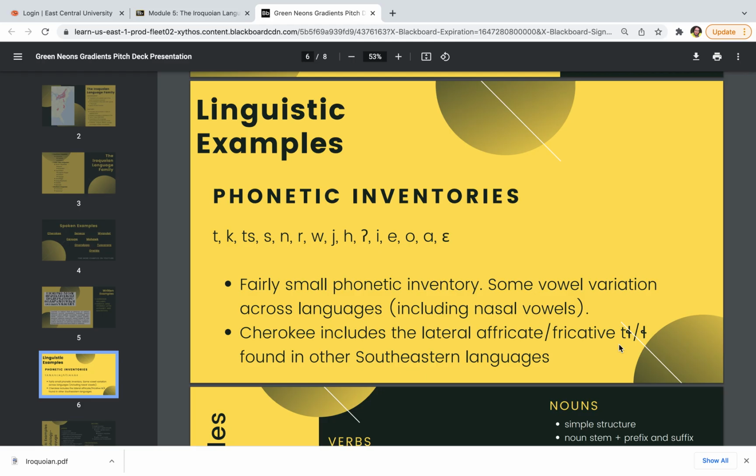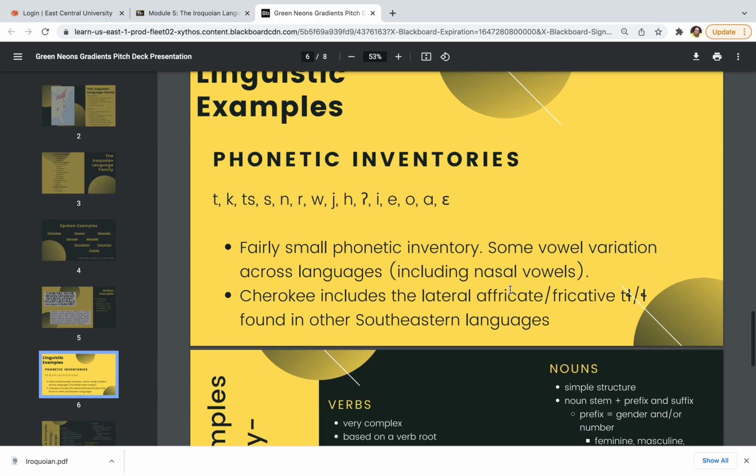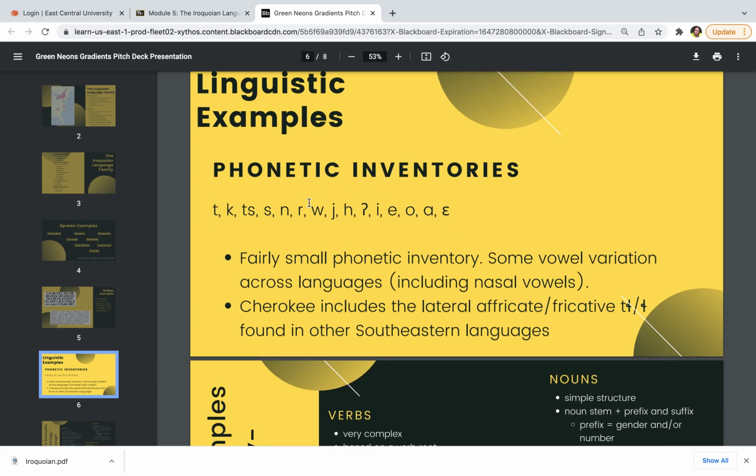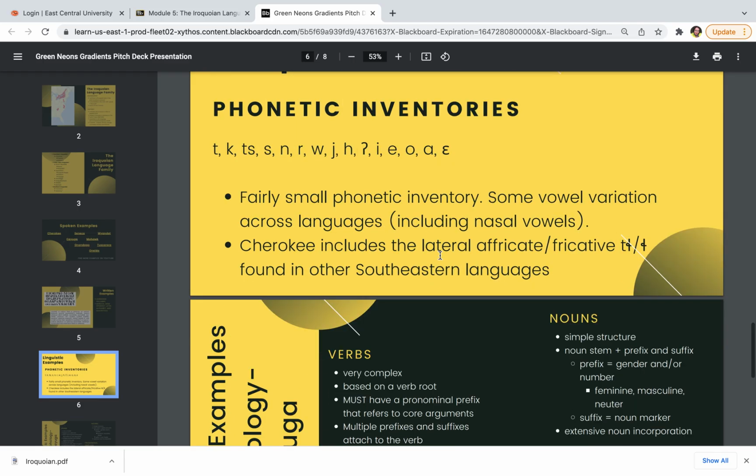So it is possible that this was borrowed from their neighbors and not something that developed completely on its own, or something that's the result of sound changes over time. Like we talked about in historical linguistics, one of the things we study is how sounds change over time. But I think this is more of a case of borrowing from our neighbors. And it's important to note that these sounds here at the top are not every single sound, but these are the sounds that are common across the Iroquoian languages.